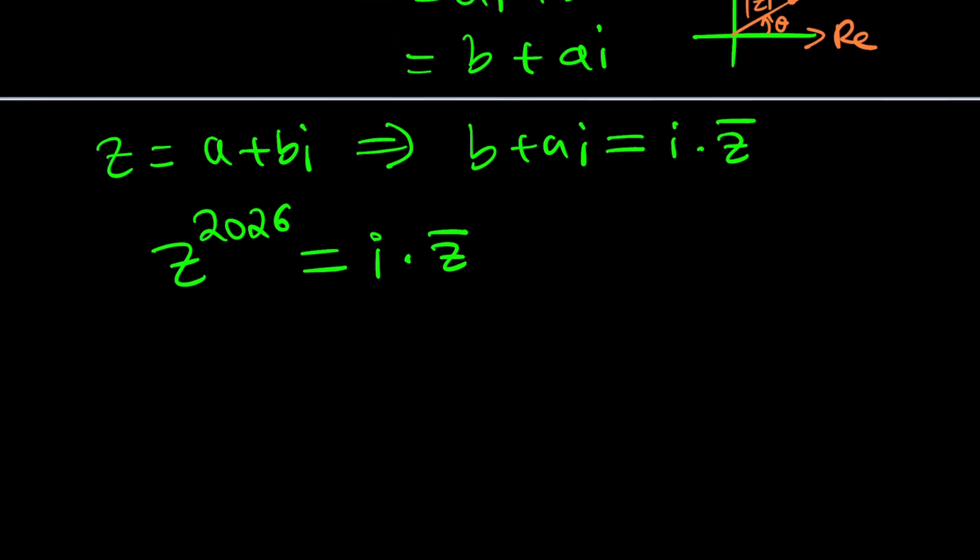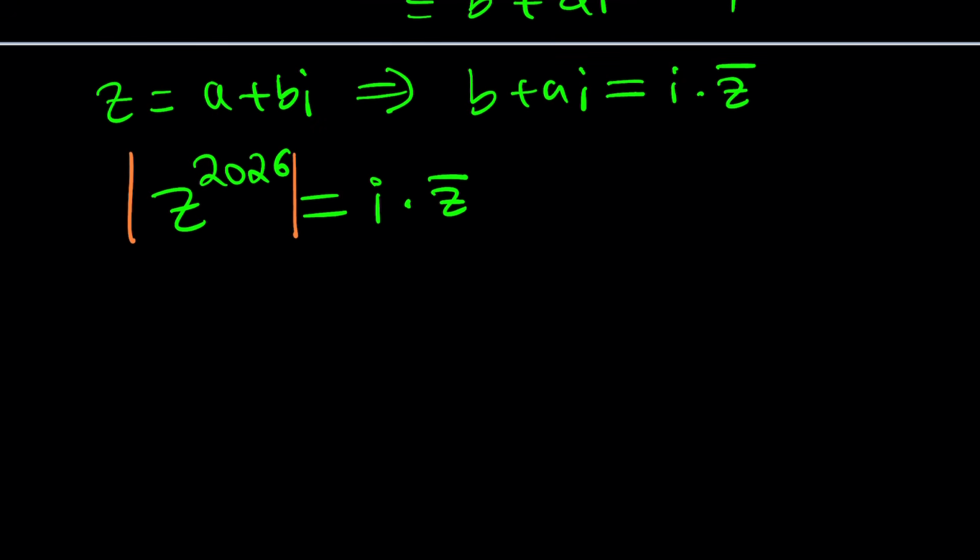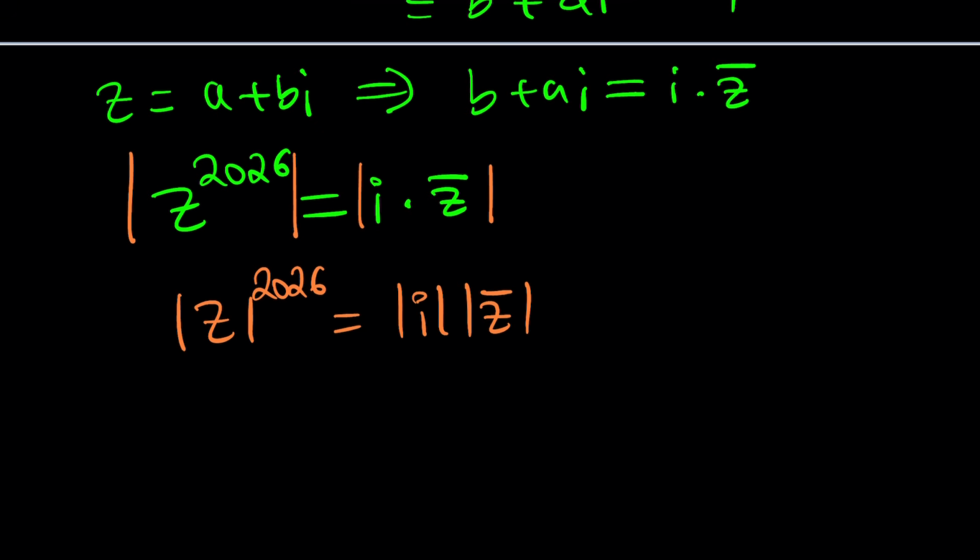I'm going to take the absolute value on both sides, because if two numbers are equal in the complex world, their absolute values are also equal, obviously. We're talking about the same number. Come on, right? Now, when taking the absolute value, obviously, you can pull this number out, since 2026 is an integer. And if you have a product, you can actually separate those absolute values. The absolute value of z1 times z2 can be written as the absolute value of z1 times the absolute value of z2. Great, but the absolute value of i is just 1 because i is 1 unit away from 0, and the absolute value of the conjugate of z is the same as the absolute value of z.